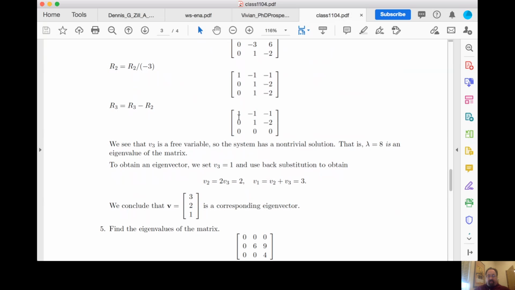And then I have v1 is equal to v2 plus v3. Again, these two terms are moved to the other side. And we substitute in 1 for v3 and then 2 for v2. And that gives us v1 is equal to 3. So that gives us our eigenvector, 3, 2, 1.